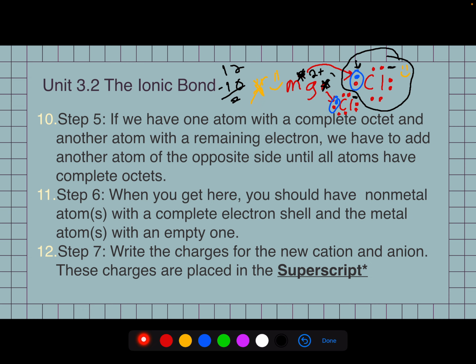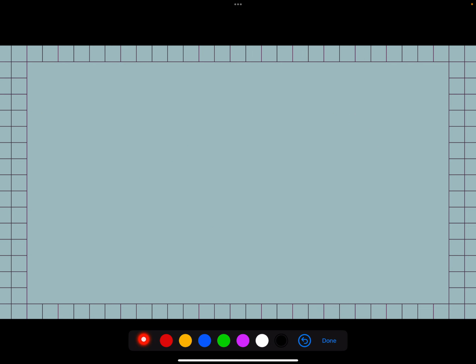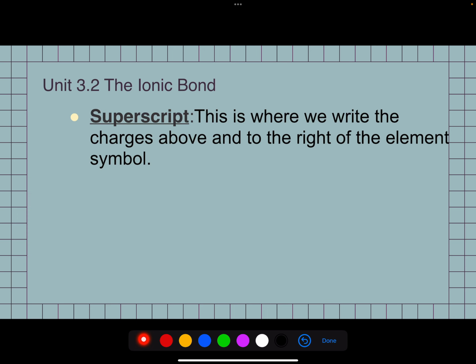So for vocab, what in the world is a superscript? You guys all know what superscripts are. A superscript is where we write the charges above and to the right of the element symbol. You've done them probably 100 times in math. Remember, another way to think of a superscript is an exponent. So if you have x times x, that is just x squared. That is your superscript.